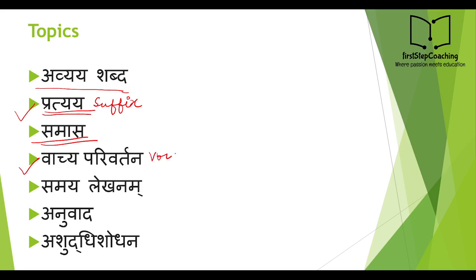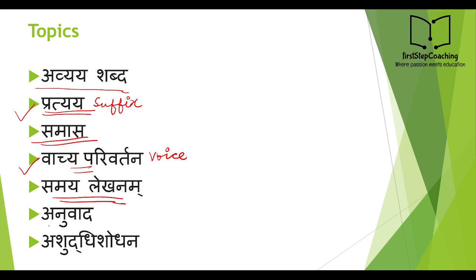Then our next topic will be Vachya Parivartan. Vachya means the voice. Like we do in English, active voice and passive voice. The same way in Sanskrit also we have Vachya. We call it Kartri Vachya, Karm Vachya and Bhav Vachya. So this also we are going to do in detail. Now, next comes Samya Lekhanam. Samya Lekhanam is one of the easiest chapters in the Sanskrit language, and it hardly takes 10 minutes, and it is going to be there with you for lifelong. This is one of the most scoring topics.